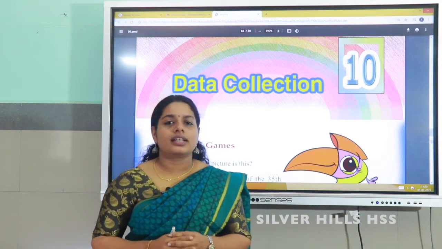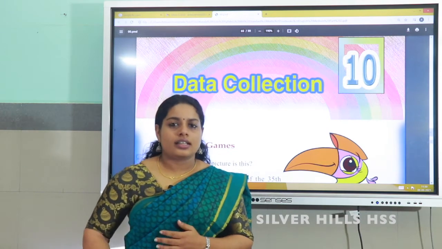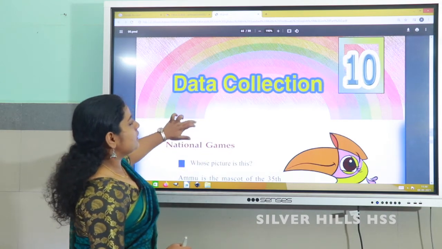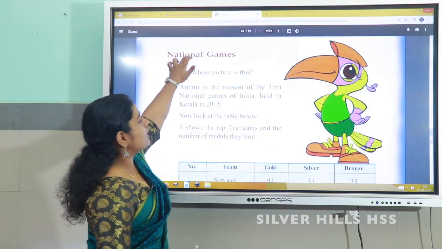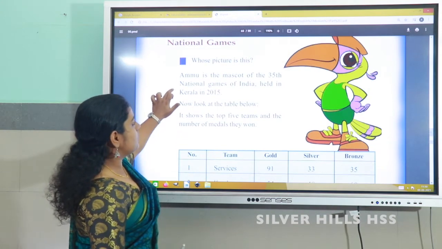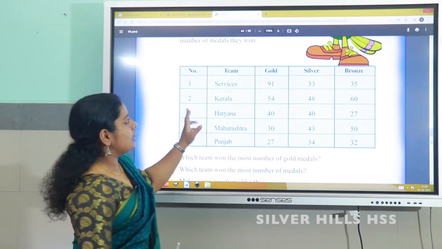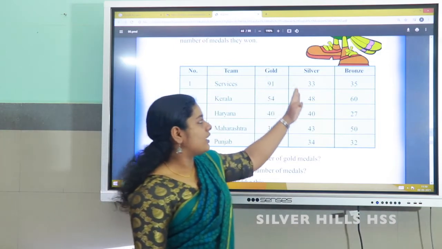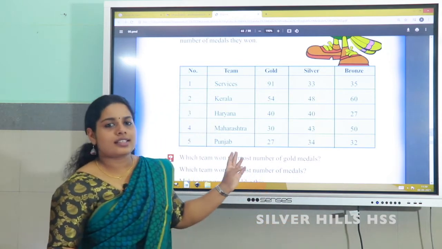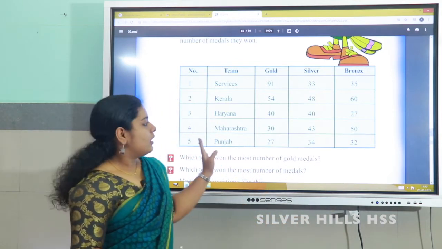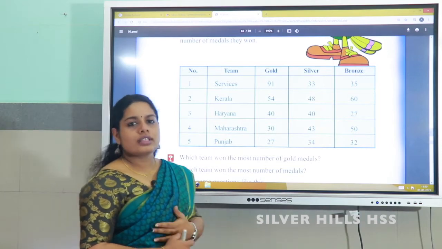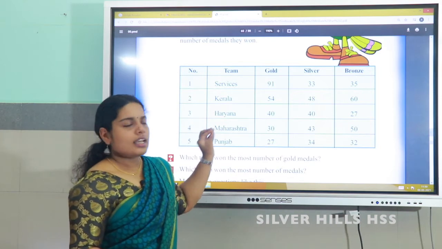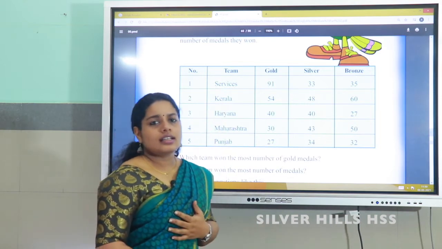We have already studied how to tabulate the data given in a question. The same thing only. Here we have information regarding national games, and we have made a table out of the given data, that is the name of the team, number of gold medals, number of silver medals and number of bronze medals each team won in the national games. So, these are called data. We are collecting the data and we are tabulating it. This is called data collection.